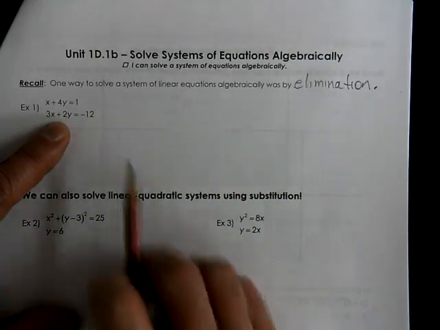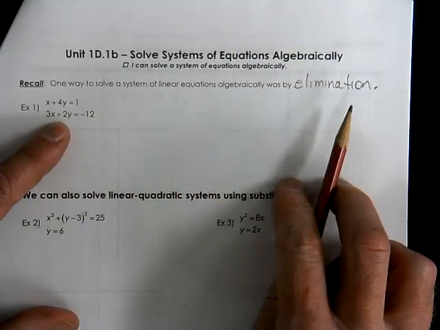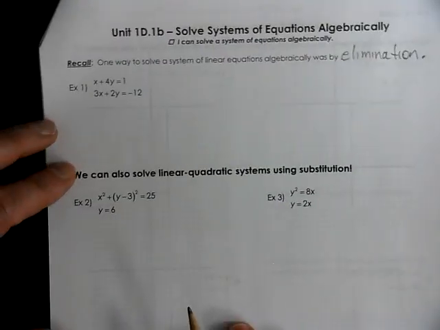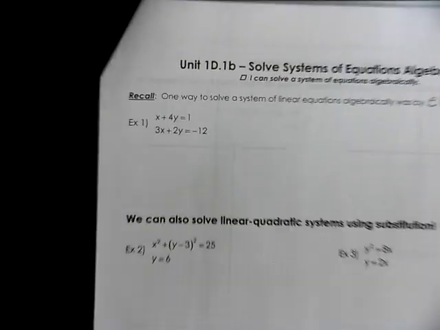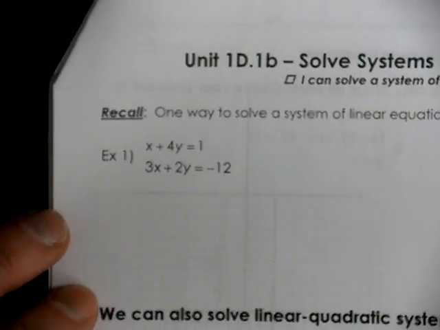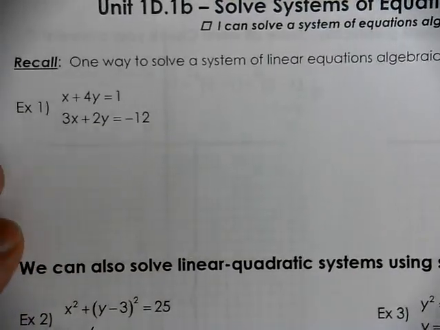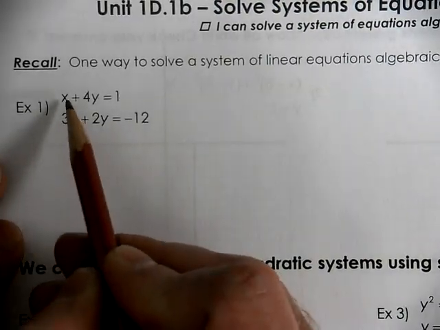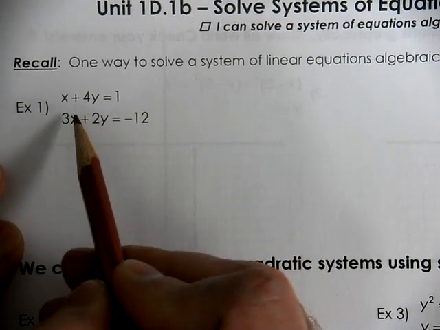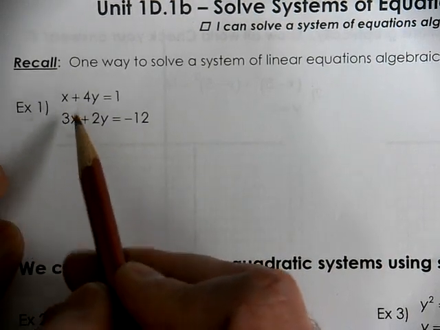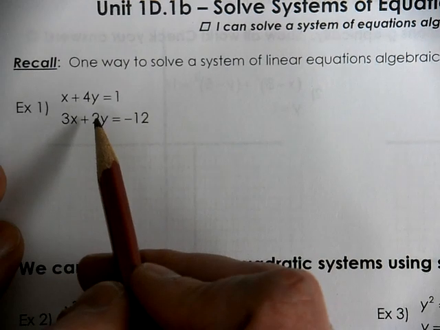So we're going to solve the linear system using elimination. Elimination is the idea of getting rid of one of the x values, or one of the variables. It might be the x. It doesn't matter. Sometimes a problem could be set up so it's easier to get rid of one of the variables rather than the other.